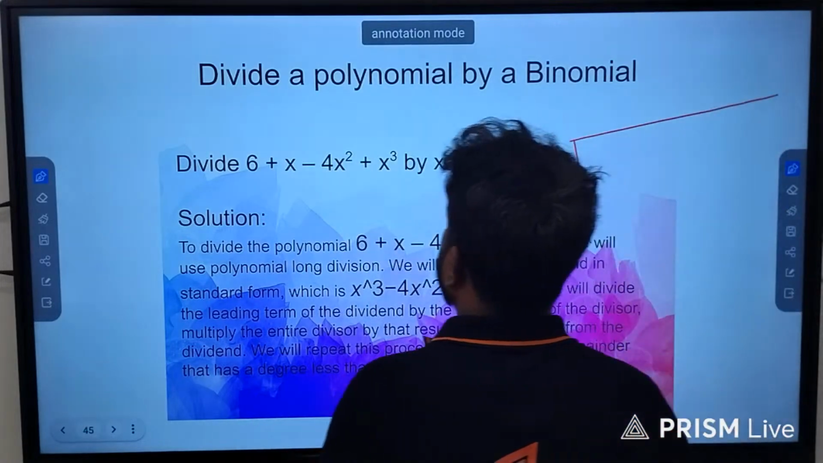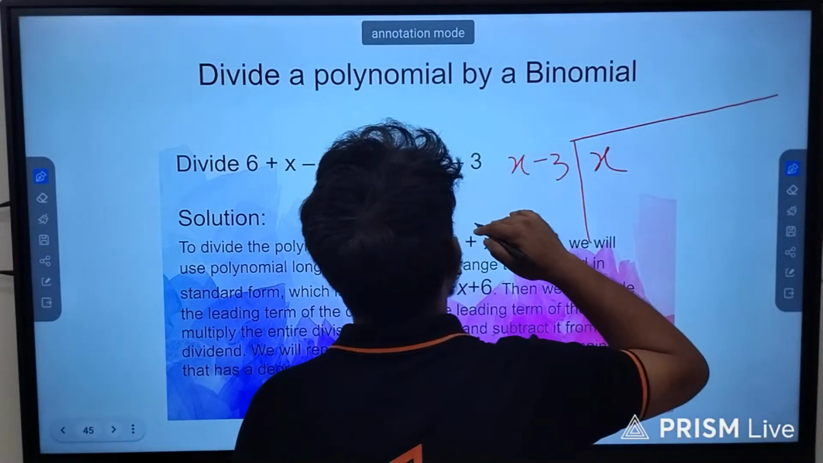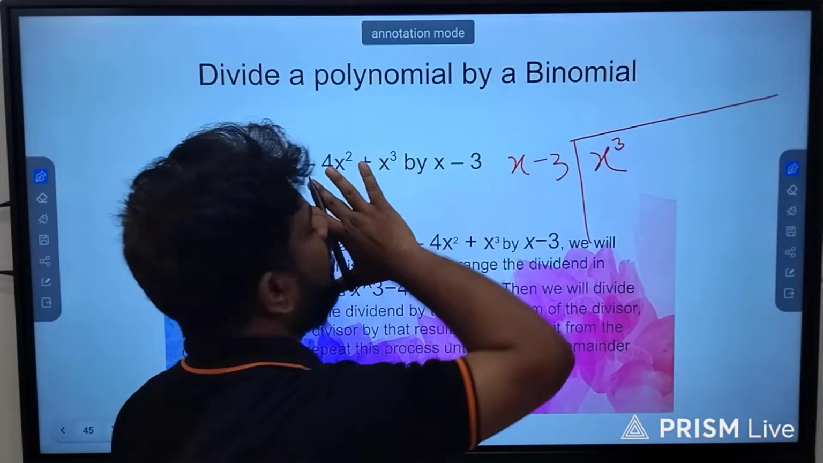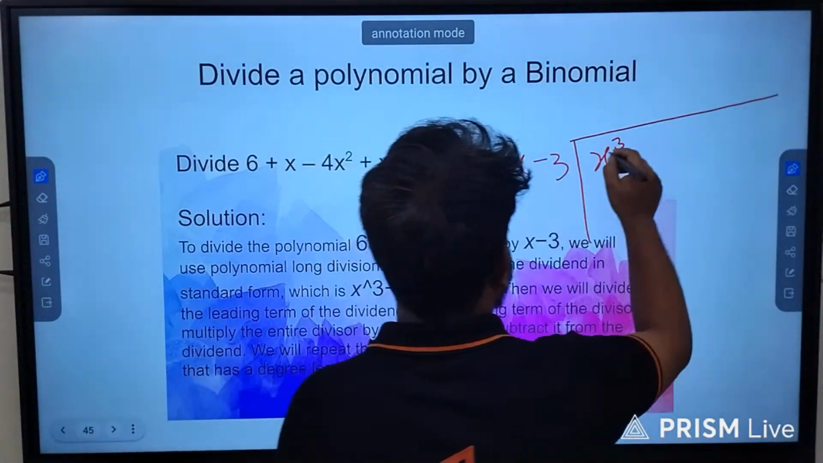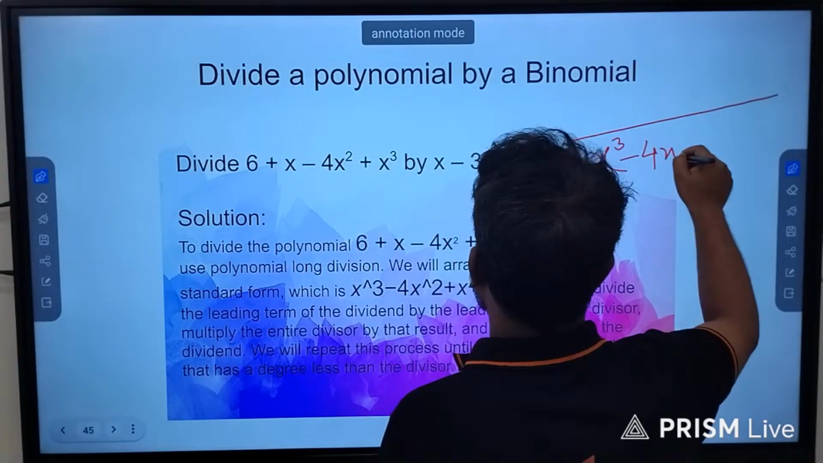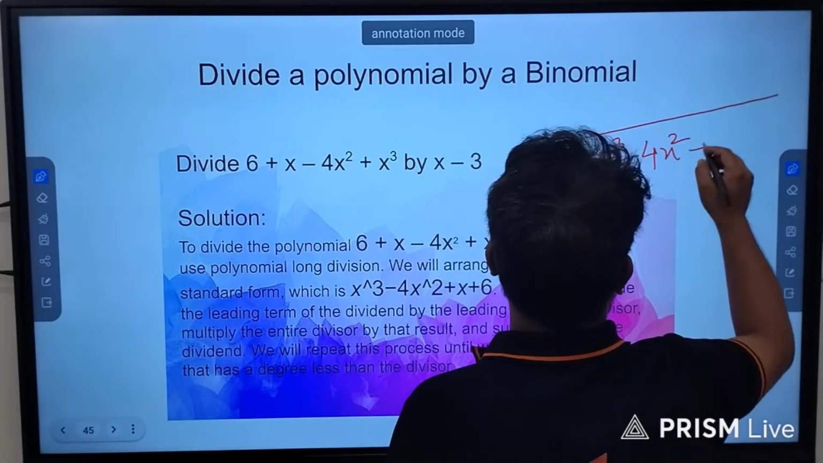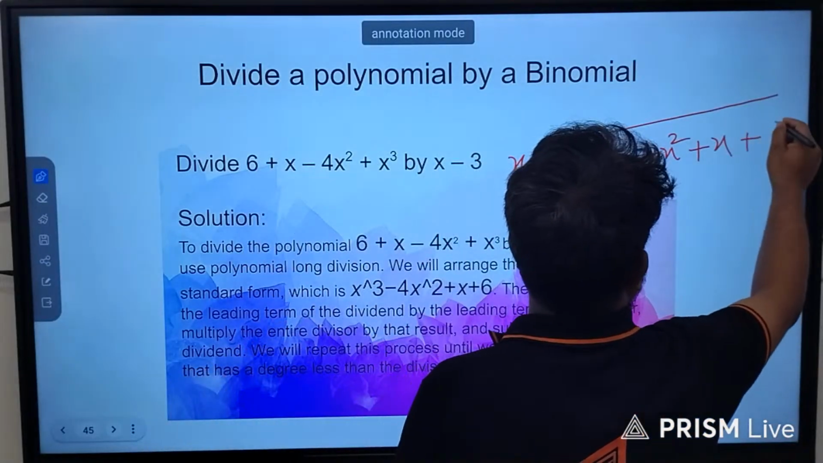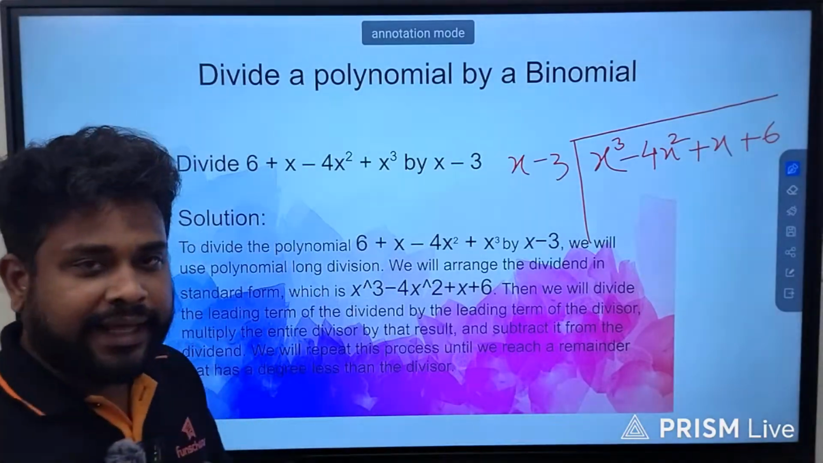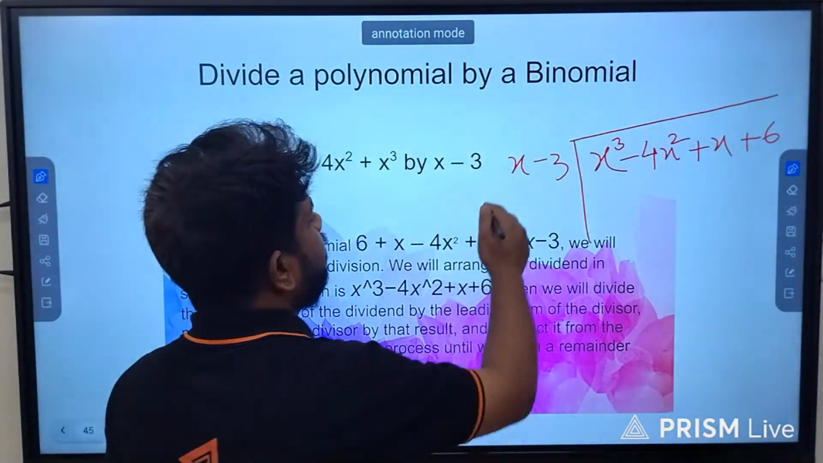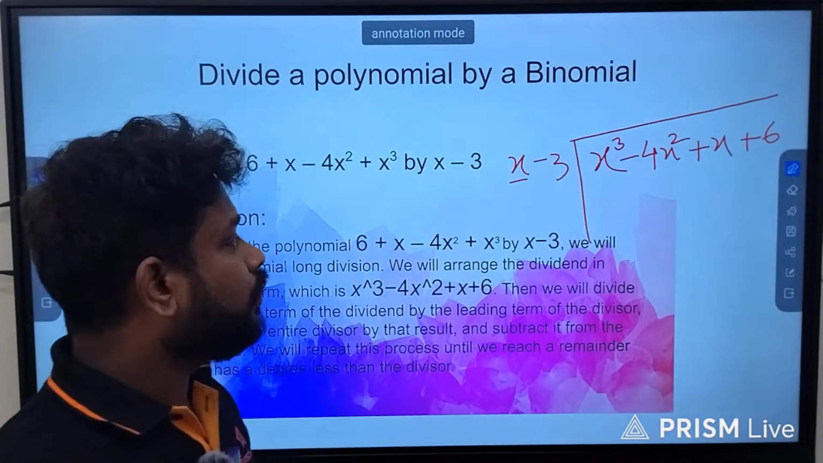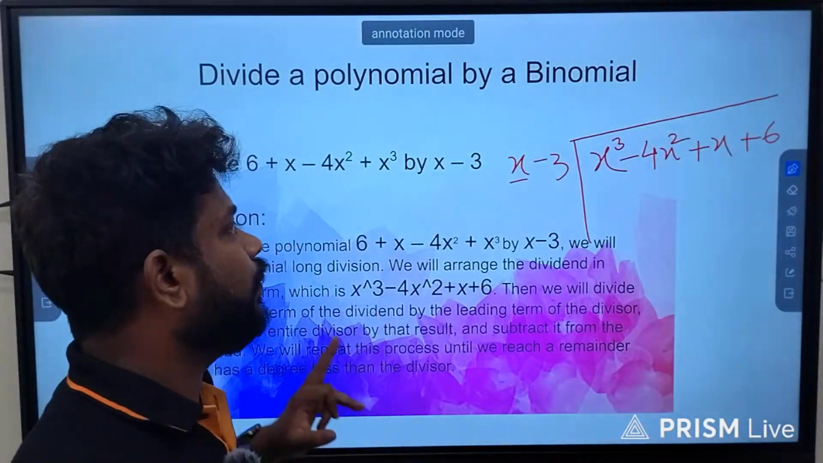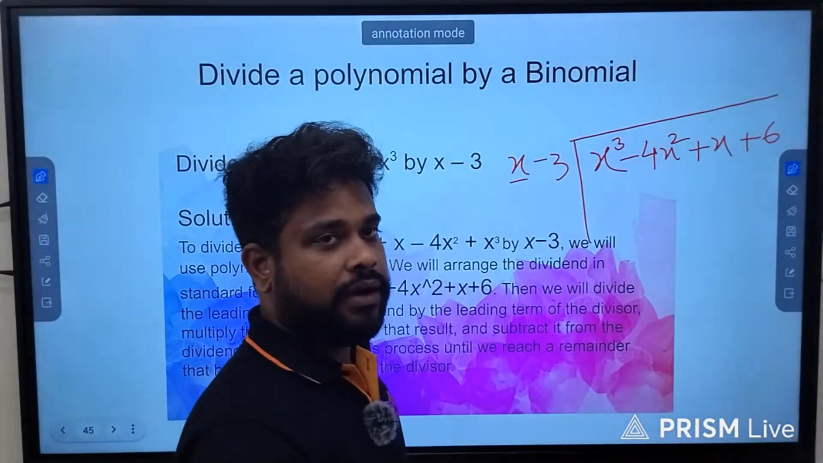just arrange the equation in descending order, by the highest degree. That will be x cube first, then it will be 4x square, then it will be plus x, then there will be 6. Now take a number which, if we multiply that with the given dividend's first term, that is x, will give us x cube.